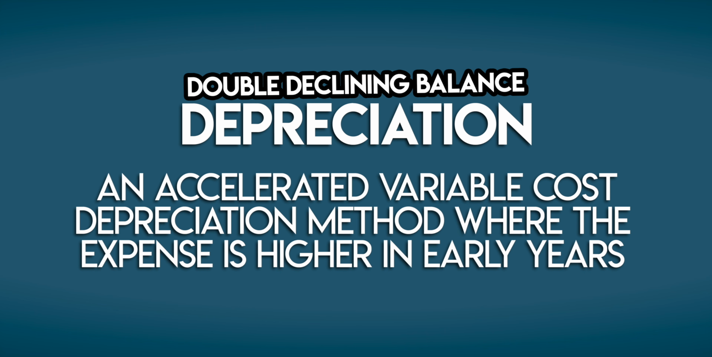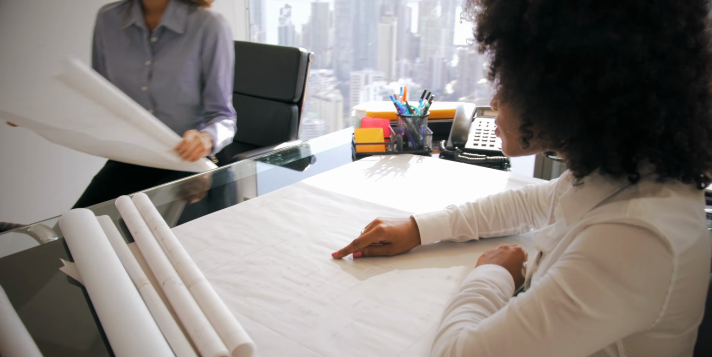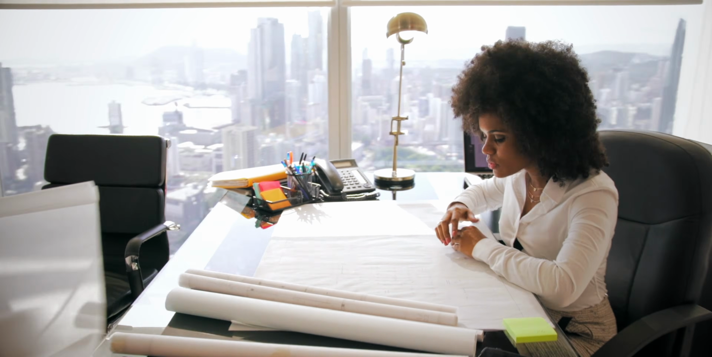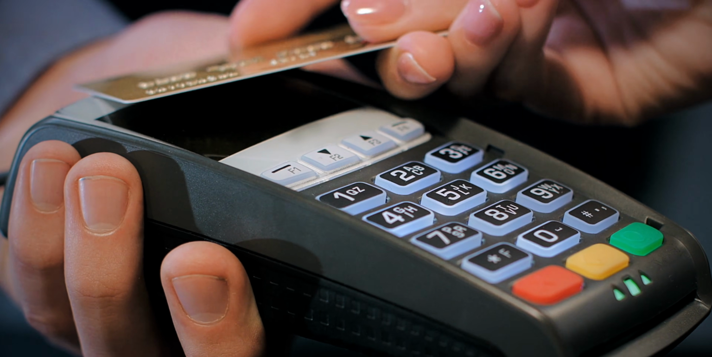Double declining balance depreciation is an accelerated variable cost depreciation method where the expense is higher in early years. Let's expand on this with an example. Pretend for a moment that you're an architect. You design beautiful new houses for a living. One day on the job, your old laptop finally kicks the bucket, so you have to buy a new one.